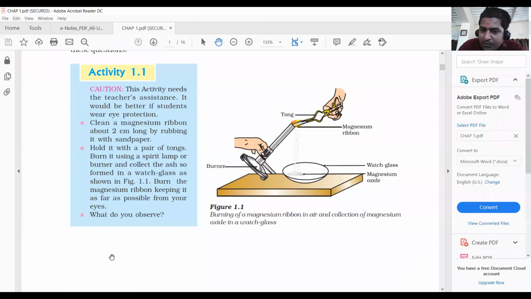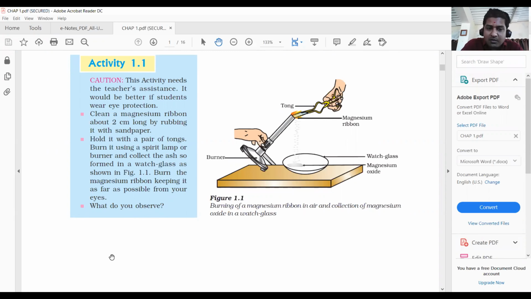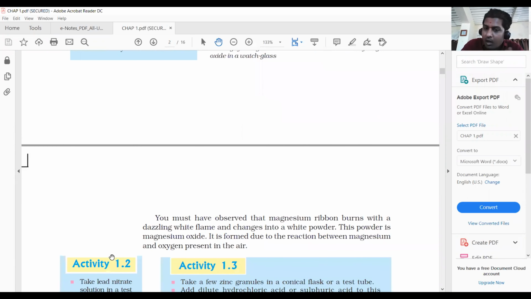Burning of the magnesium ribbon in the air and collection of the magnesium oxide formed in the watch glass. So this is our first activity. You must observe that the magnesium ribbon burns with a dazzling white flame and changes into a white powder.